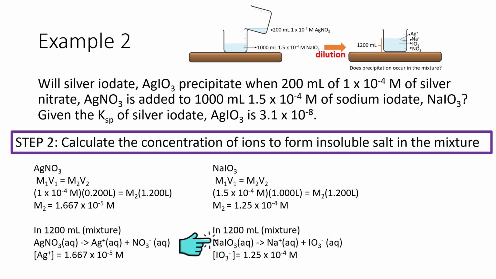Sodium iodate is a soluble salt, so it can dissociate completely in the aqueous solution to give sodium ion and iodate ion. From the dissociation equation, we can see that 1 mole of sodium iodate dissociates to give 1 mole of iodate ion. Hence, the molarity of iodate ion in the reaction mixture will be equal to the molarity of sodium iodate in the reaction mixture, which is 1.25 times 10 to the power of -4 molar.